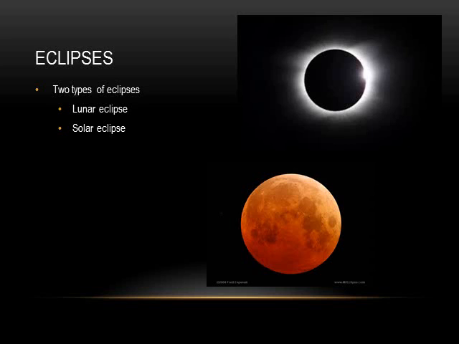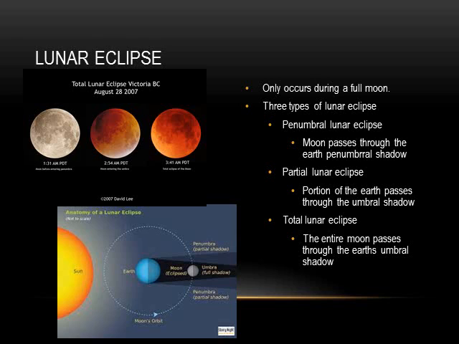Now we can talk about interactions between all three systems, the Earth, the Moon, and the Sun. These interactions create eclipses. There are two types of eclipses, lunar eclipse and solar eclipse. Let's first talk about a lunar eclipse. A lunar eclipse only happens during a full moon. There are three types of lunar eclipses. You have a penumbral lunar eclipse, in which only part of the moon passes through the Earth's penumbral shadow. Then a partial lunar eclipse, in which only part of the moon passes through the umbral shadow. And a total lunar eclipse, in which the entire moon passes through the Earth's umbral shadow.